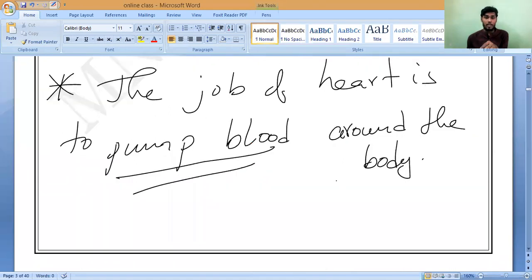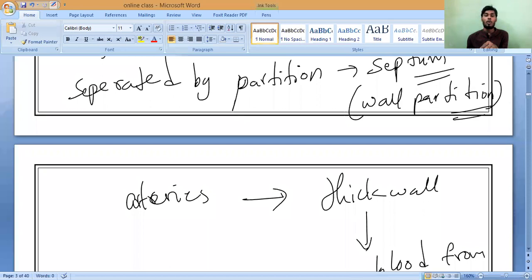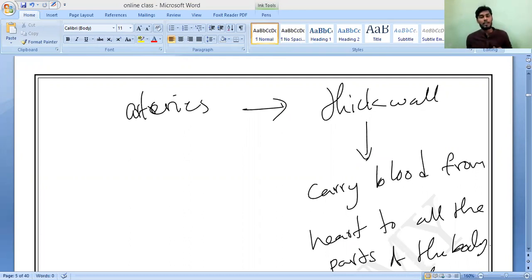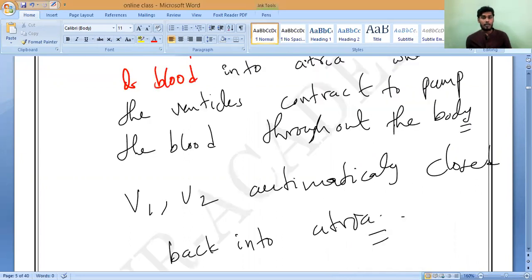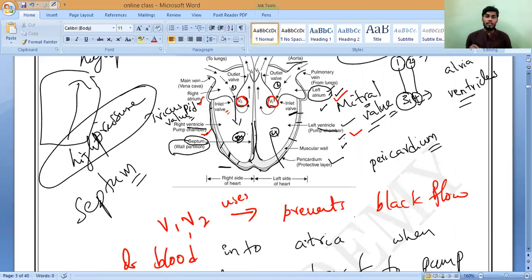This is also one of the MCQs. What is the main artery which will supply the blood throughout the body? That is called the aorta. Please remember, all of you. Write it. The main artery is connected to which one, left ventricle or right ventricle? Left ventricle.